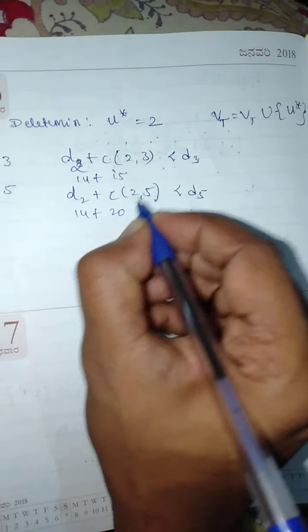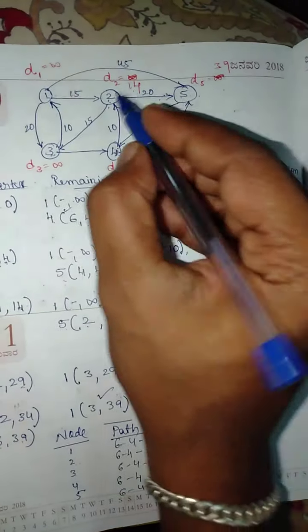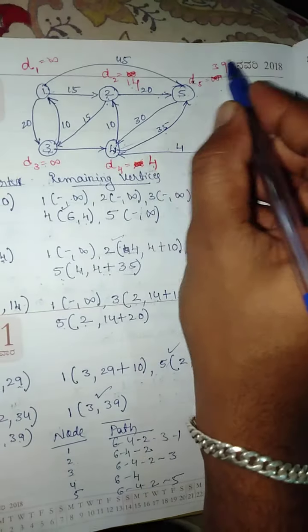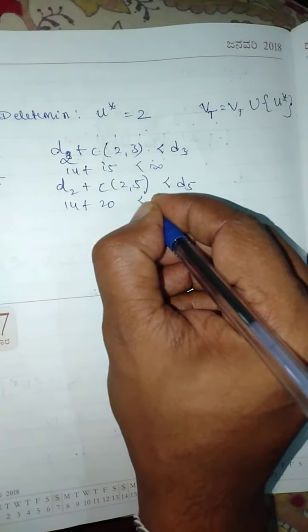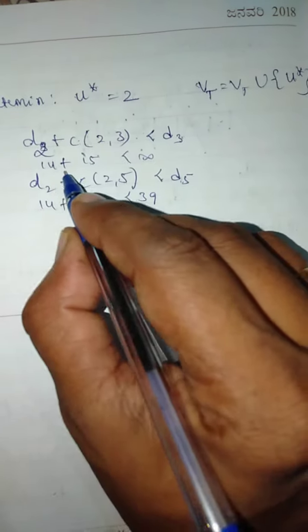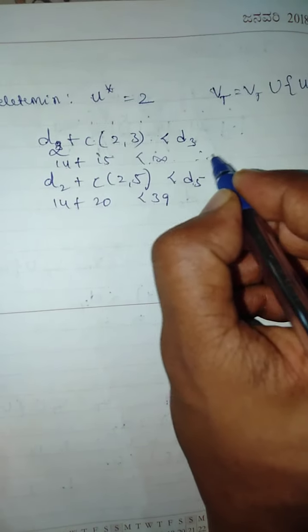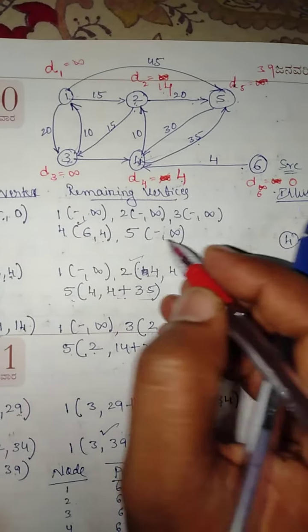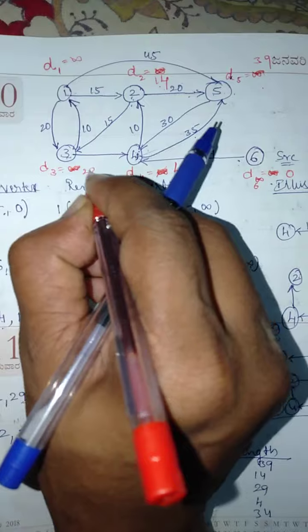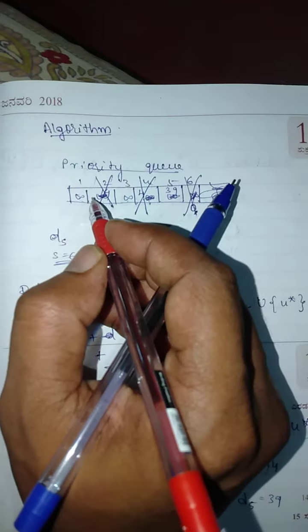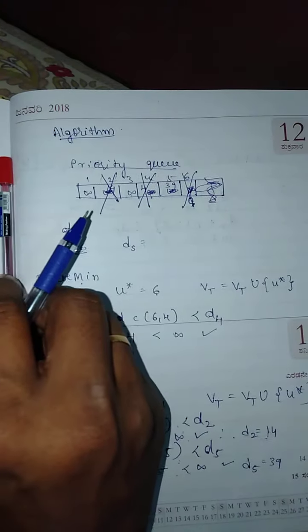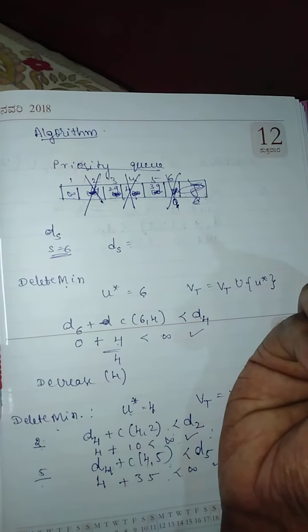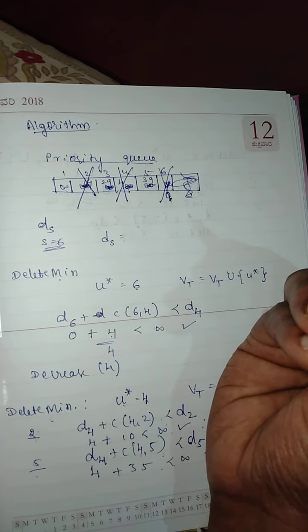15 and 20. Is it less than D3? What is the current D3? It is infinity. What is the current D5? 39. Yes. So in this case, it is 29, less than infinity, therefore change D3 to 29. Apply the same in the priority queue: decrease the priority for 3 to be 29.